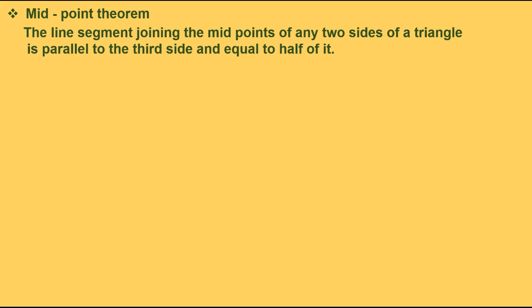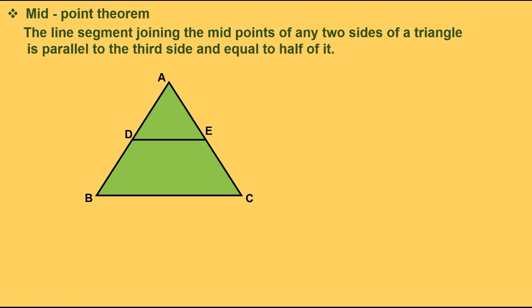Midpoint theorem statement: the line segment joining the midpoints of any two sides of a triangle is parallel to the third side and equal to half of it. So if you consider triangle ABC, where D and E are the midpoints of sides AB and AC respectively, then DE is parallel to BC and DE is equal to half of BC. Now let's prove converse of midpoint theorem.